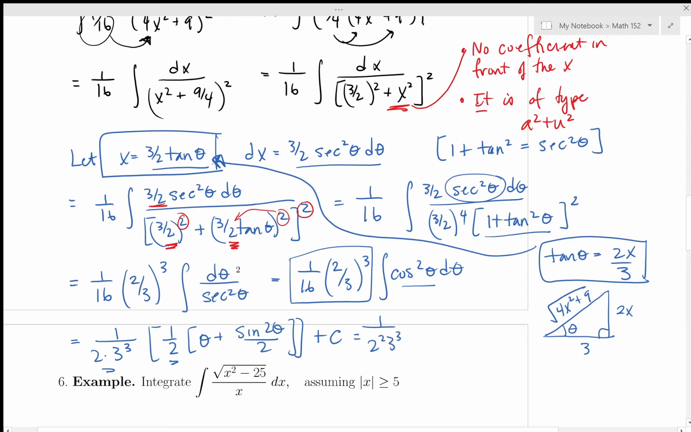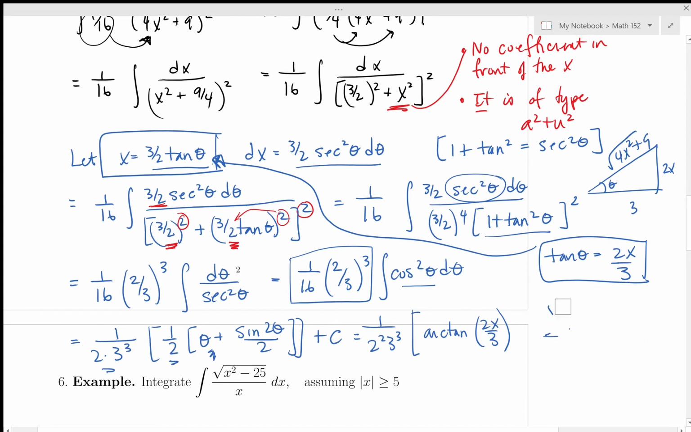Like that, and I do the back substitution. What is theta? Well, I know that the tangent of theta is 2x over 3, so theta is the arctangent of 2x over 3. I'm going to have to move my triangle up here. Theta, 2x over 3, square root of 4x squared plus 9. That is the triangle. I'm going to get rid of this so I have a bit more space.